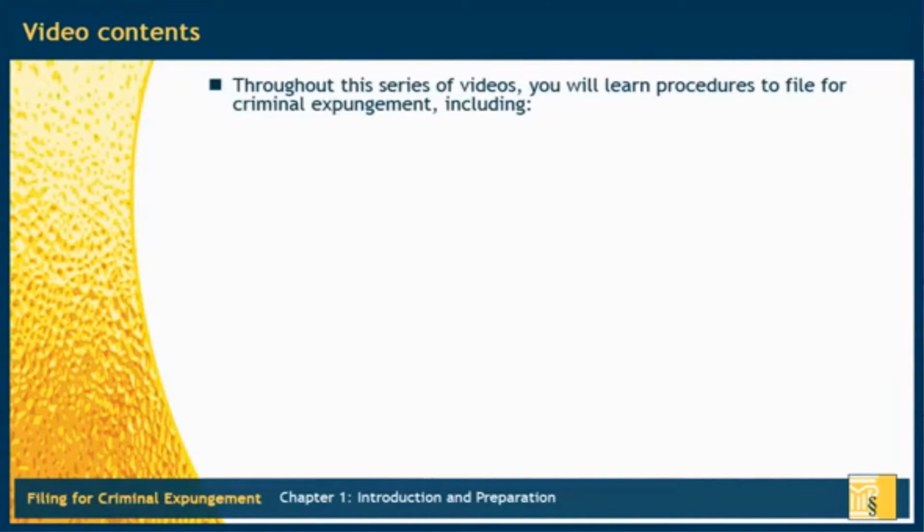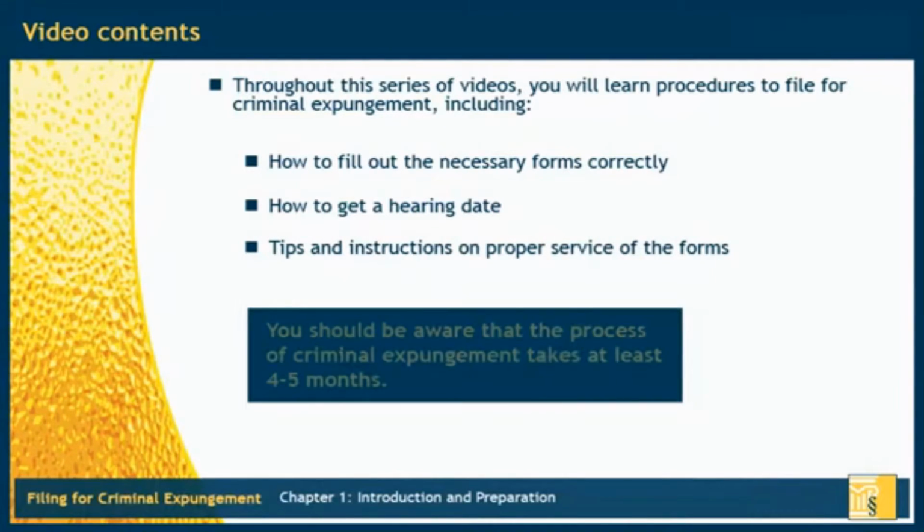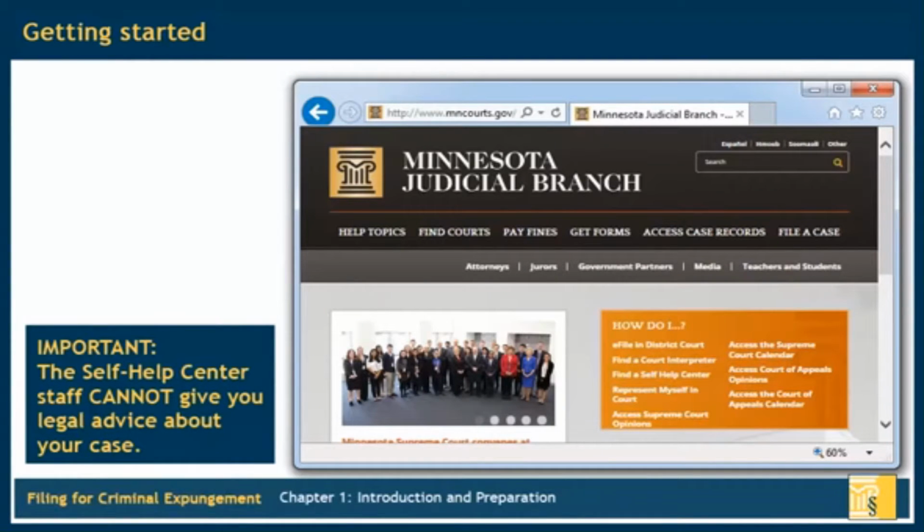In the Filing for Criminal Expungement series of videos, you will learn procedures to file for criminal expungement, including how to fill out the necessary forms correctly, how to get a hearing date, and tips and instructions on proper service of the forms. Be aware, the process of criminal expungement takes at least 4 to 5 months. It is important to remember that Self-Help Center staff cannot give you legal advice about your case.